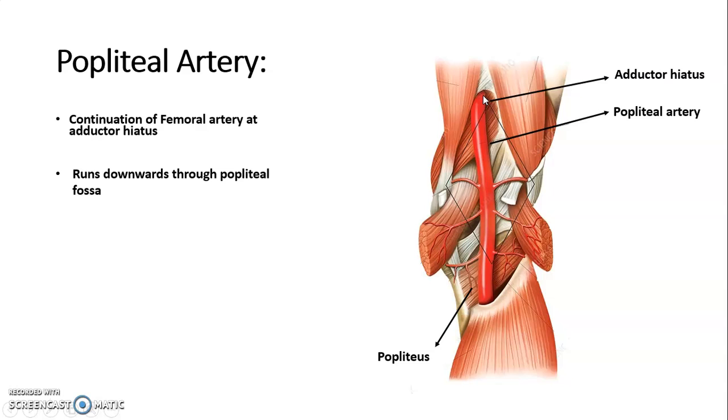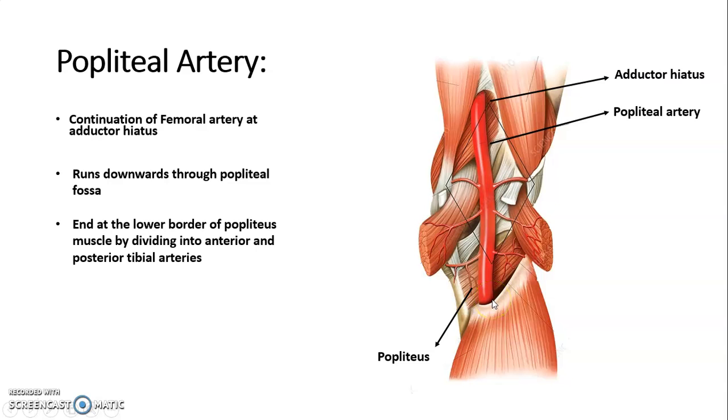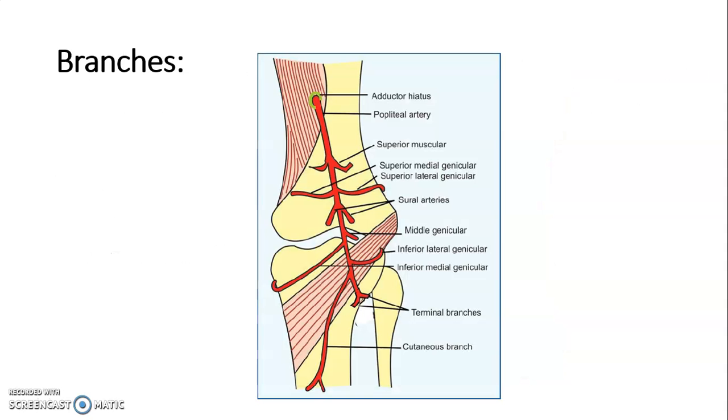Popliteal artery runs downwards to the popliteal fossa, and then at the lower border of the popliteus muscle, it ends and divides into its two terminal branches, which are anterior and posterior tibial arteries, which continue in the leg. The branches of the popliteal artery are very important because they take part in anastomosis around the knee joint.